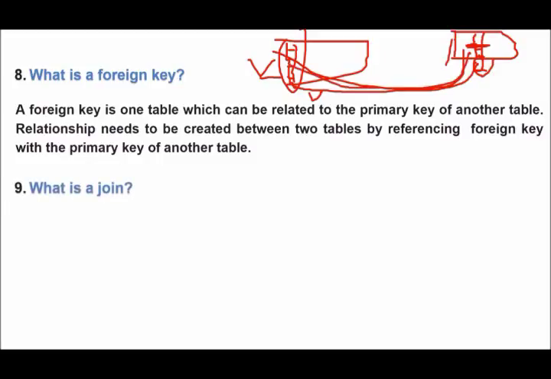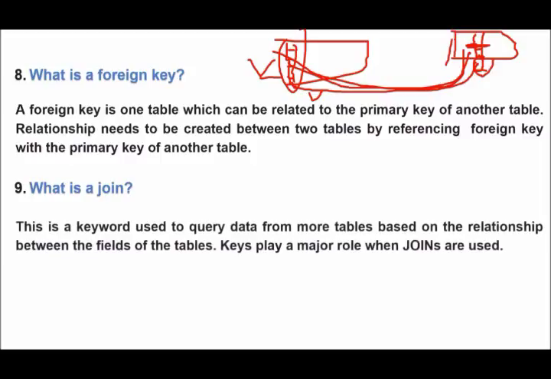What is a join? When you combine two tables, that is a join. This is a keyword used to query from more tables, because it is seldom that you only query from one table. The query will come from various tables. The various tables have to be combined, and that combination is called the join. It is used to query data from more tables based on the relationship between the fields of the tables. By fields, I mean the columns, that are the attributes. So keys play a major role when joins are used.